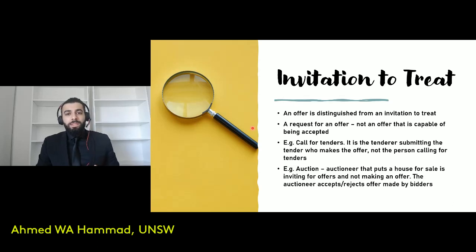Another example is an auction. So an auctioneer would be making an invitation to treat rather than an offer. So people would be invited to submit prices, and then it's up to the auctioneer whether they accept or reject that price.